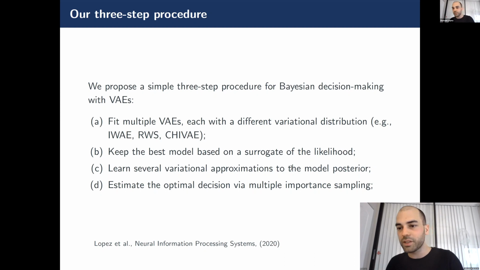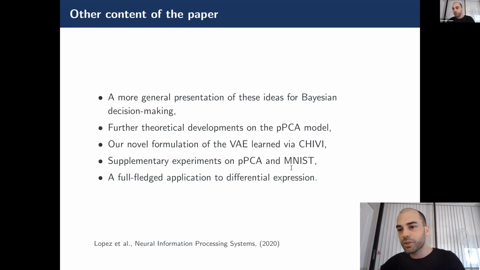And what we see in practice is that, for example, the IWAE is really good at learning the model, but the chi-square divergence is really good for making decisions once the model is learned. And so we combine all these things, and we have some really good results on controlling the false discovery rate with the CHIVI and plenty of other things.